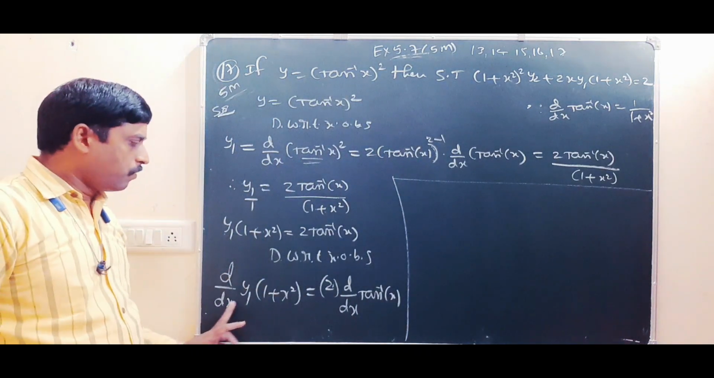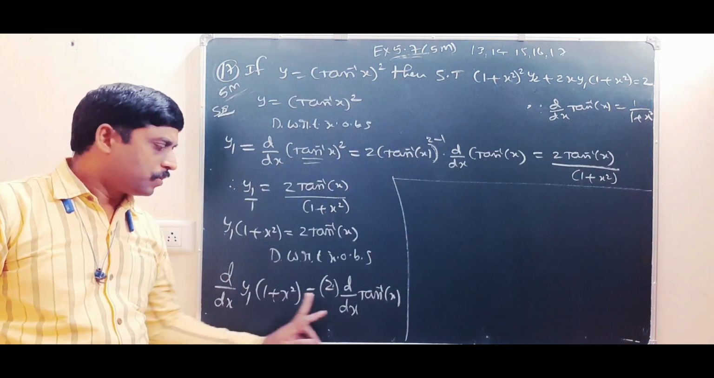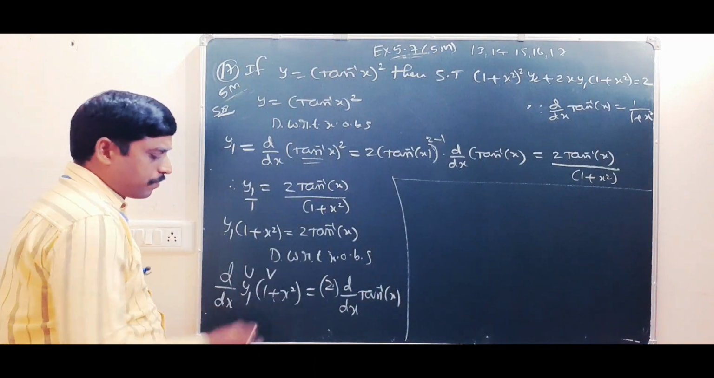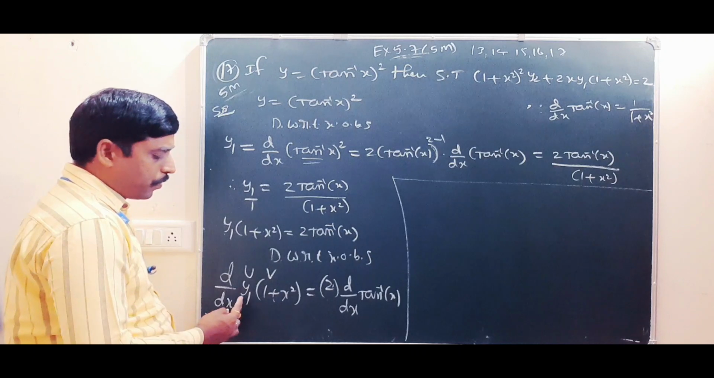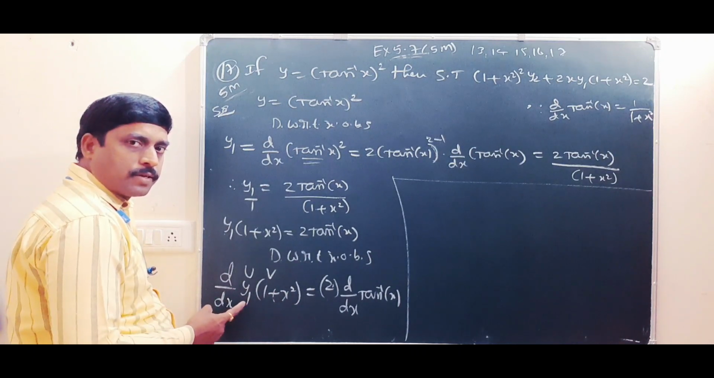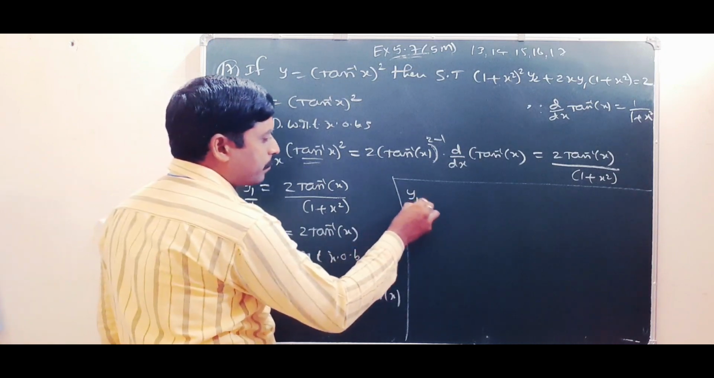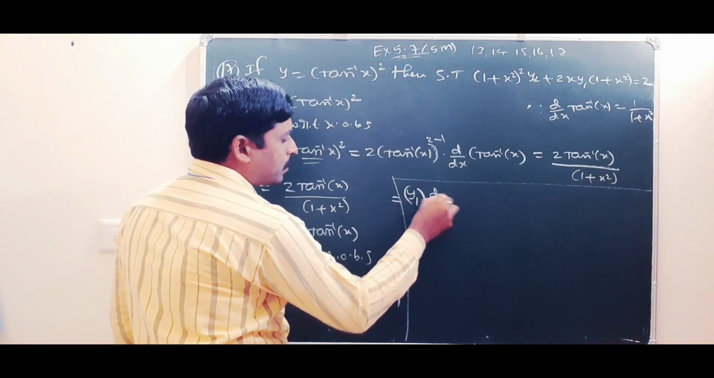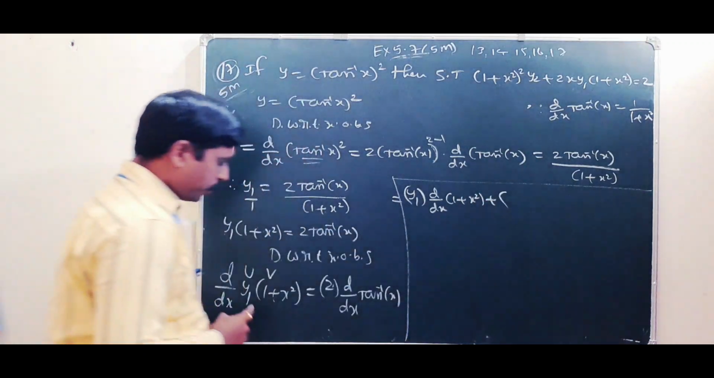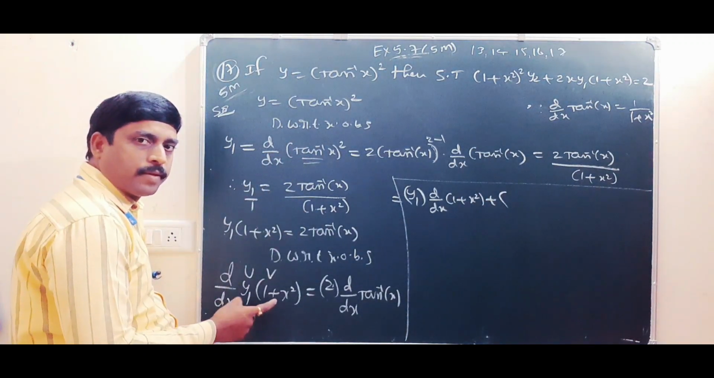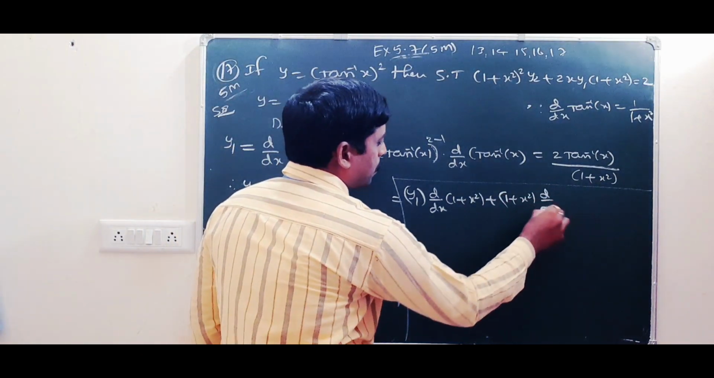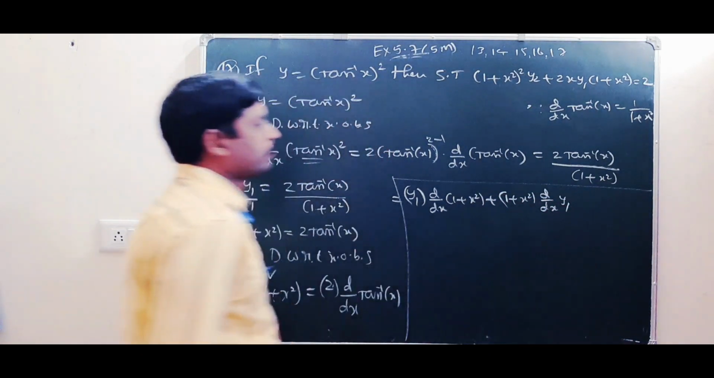So d by dx of y1 into 1 plus x square equal to 2 times the derivative of tan inverse x. By using the UV formula. So what is the UV formula? U into differentiation of v plus v into differentiation of u. So y1 into differentiation of 1 plus x square, plus 1 plus x square into d by dx of y1.